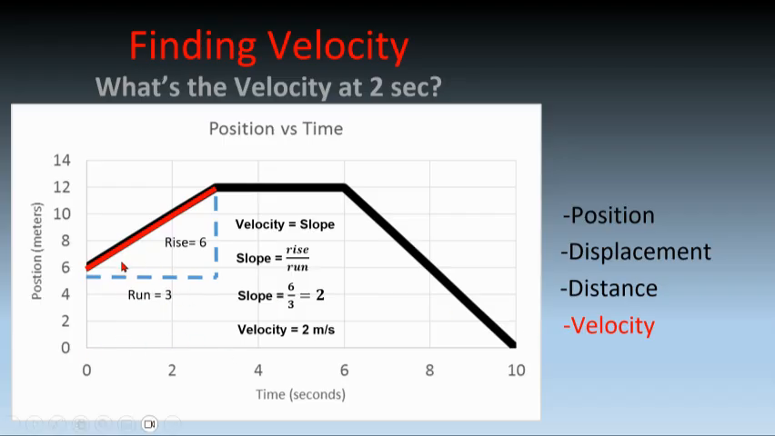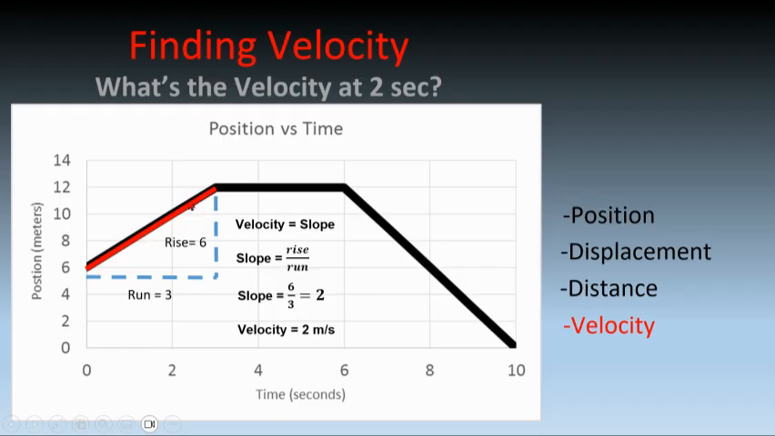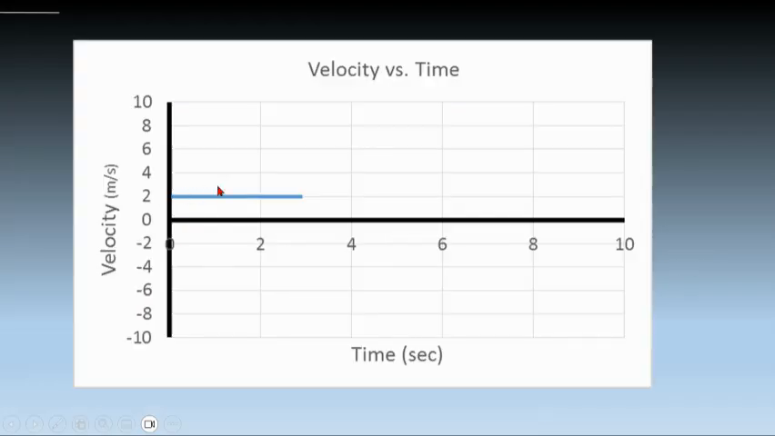So how fast was it going at 1 second? It was going 2 meters per second. At 2 seconds, it was going 2 meters per second. At 2.179 whatever, it's going 2 meters per second. It's going to go 2 meters per second until it gets here, and then it changes velocity. So some people would like to put this on a velocity time graph, and the way you do that is, you notice this lasted for 3 seconds, and it was a velocity of 2. You just have a flat line here.